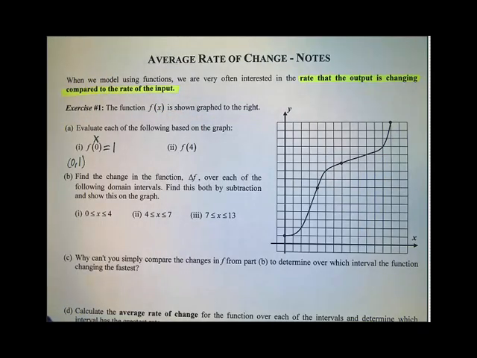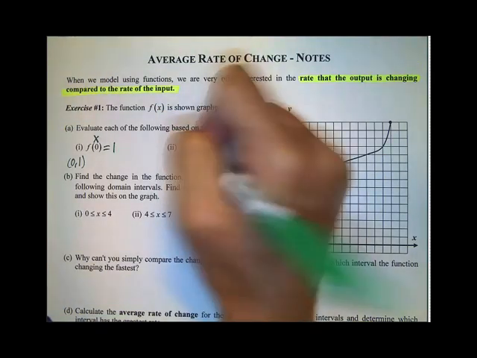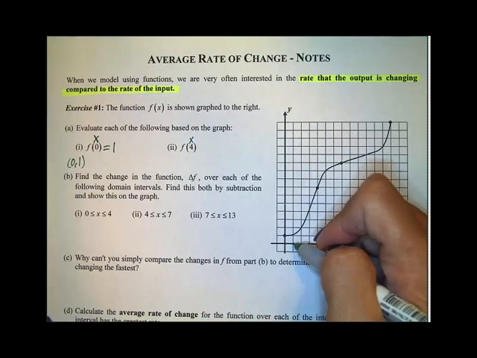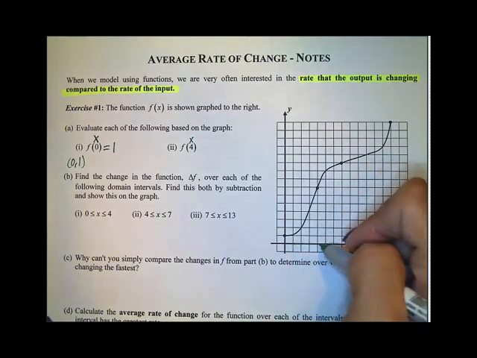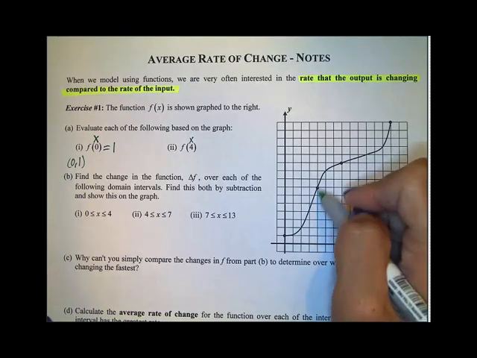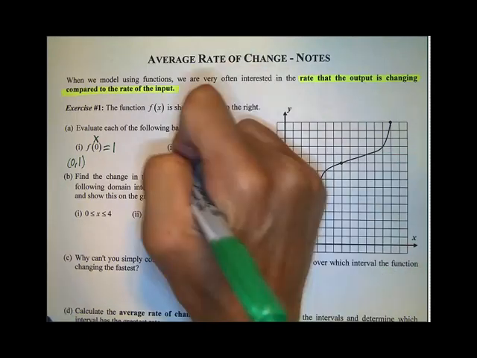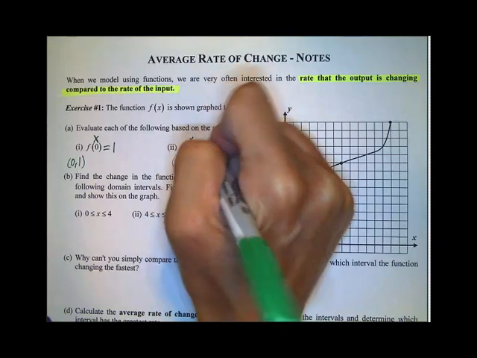Then we go to f of 4, and again, 4 is your x value. And our answer is (4, 7). So f of 4 equals 7.